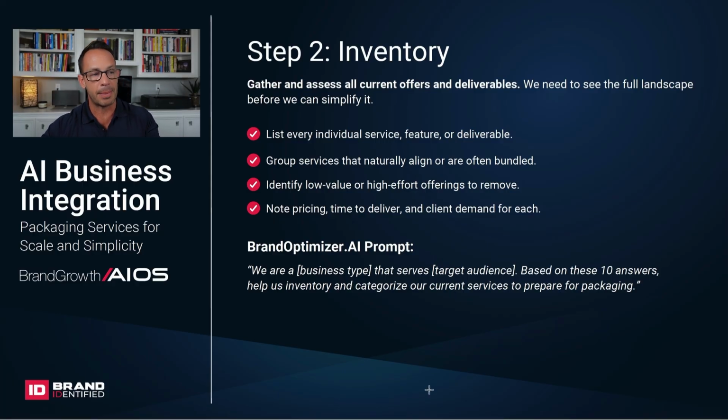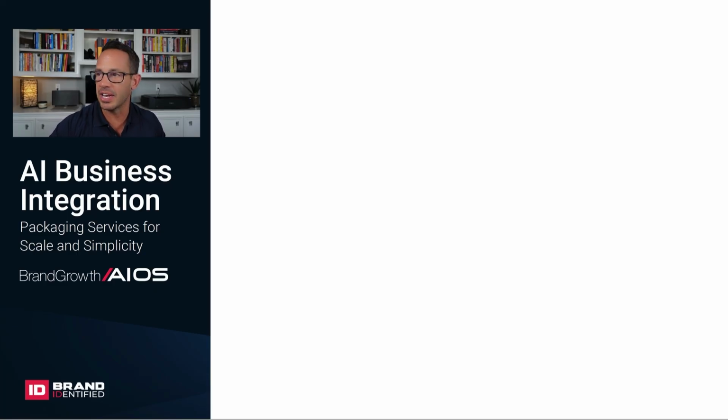So for example, this prompt is, we are a, and you would insert your business type there, that serves, and you would insert your target audience. And then based on these 10 answers, help us inventory and categorize our current services to prepare for packaging. So you would add that prompt into BrandOptimizer.ai, then add in those 10 questions and your answers for those 10 questions.